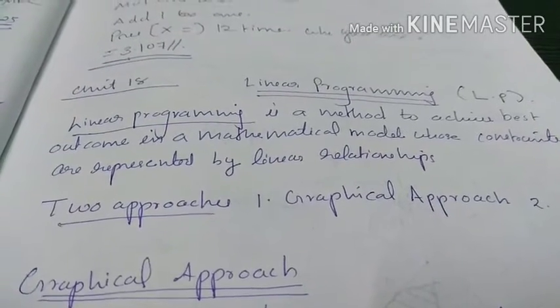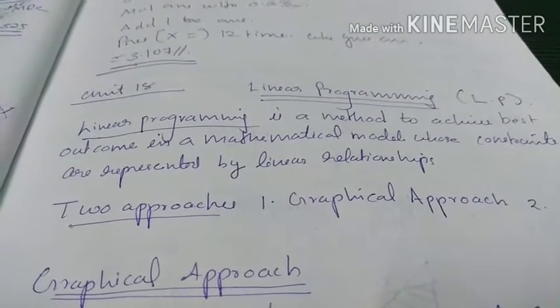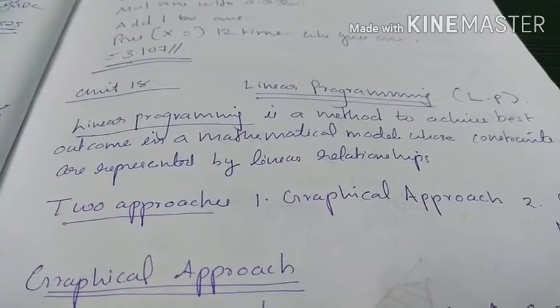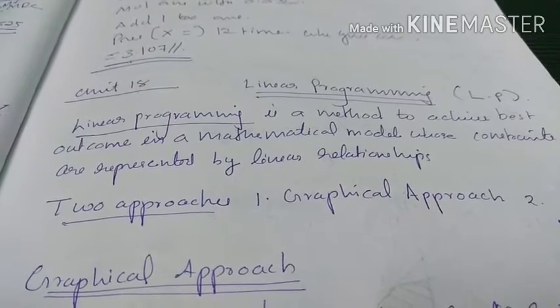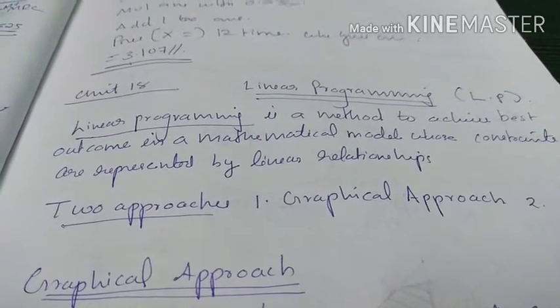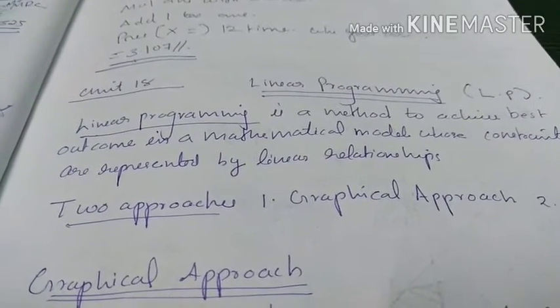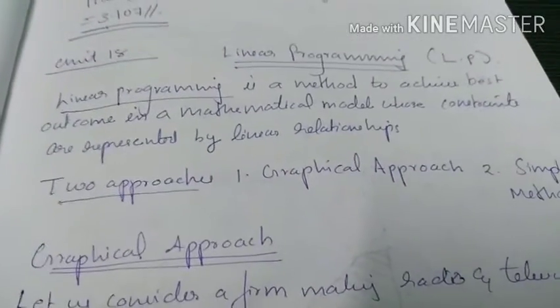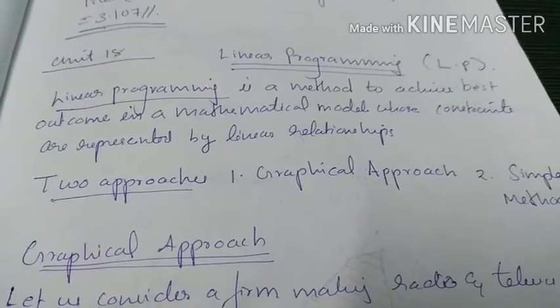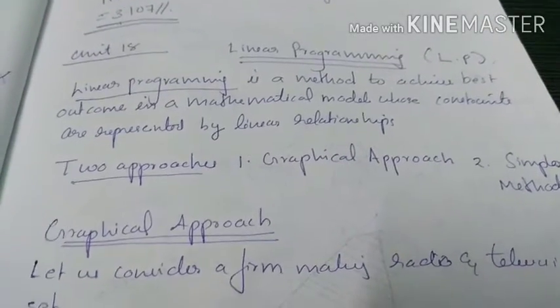Linear programming is a method to achieve the best outcome in a mathematical model whose constraints are represented by linear relationships. So, linear programming consists of several constraints or inequalities, and this gives a linear relationship, and we have to find the best outcome from this linear relationship. So, we have two approaches for linear programming or LP. One is the graphical approach and the second one is the simplex method.